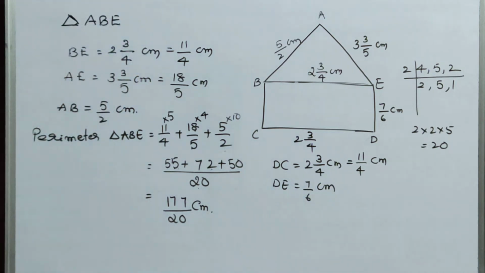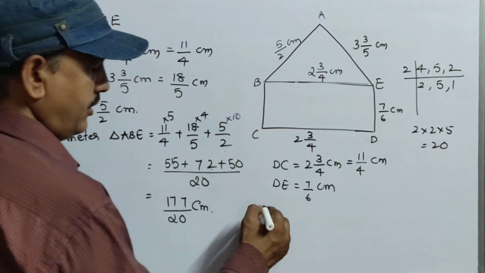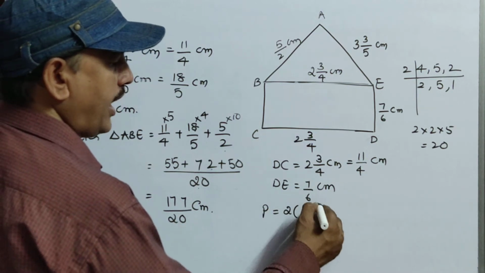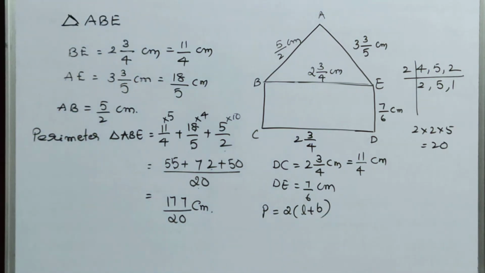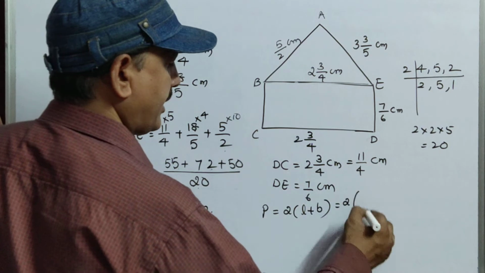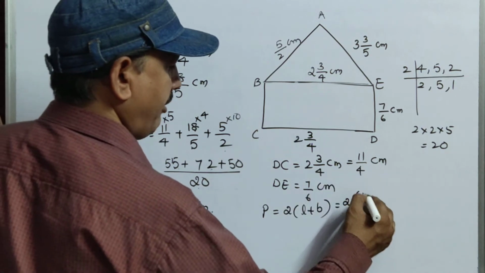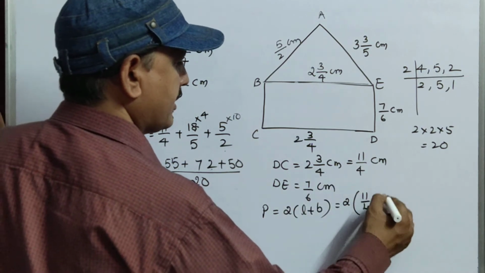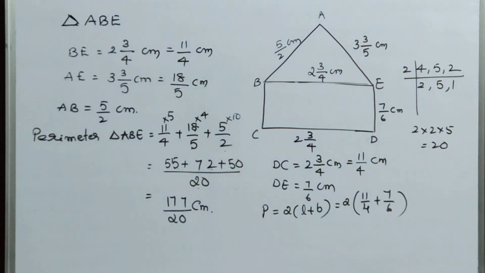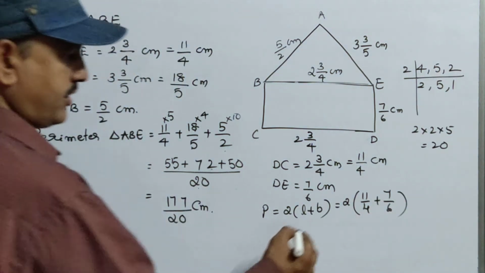Now what to do? We have to find the perimeter. Perimeter of a rectangle is equal to 2 into (L plus B). So 2 bracket L plus B means 11 by 4 plus 7 by 6.